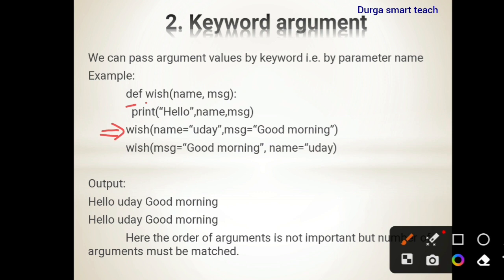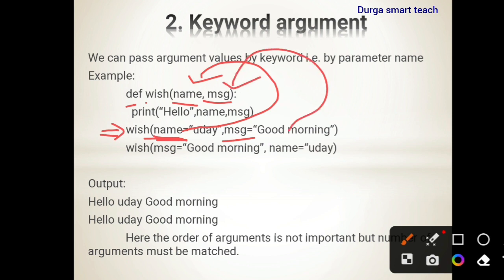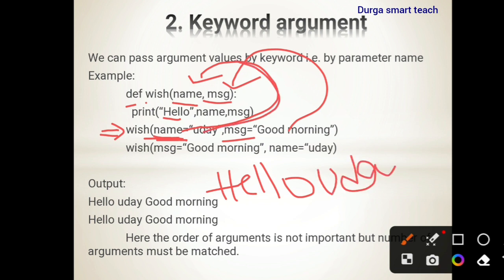So here we are assigning the values using the parameter names. The parameter names are name and message. So we are giving the values by using keyword, that is the parameter name. Name is equal to Uday, message is equal to good morning. So Uday will be stored in name and good morning will be stored in message. Then it will print hello, what does name contain? Name contains Uday, hello Uday, and next message is good morning.